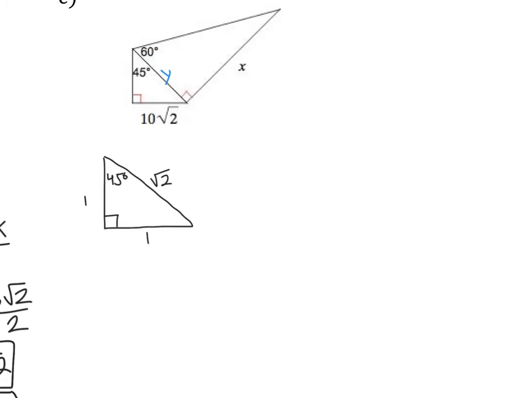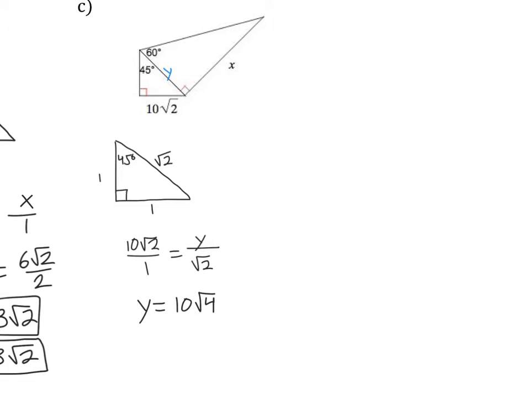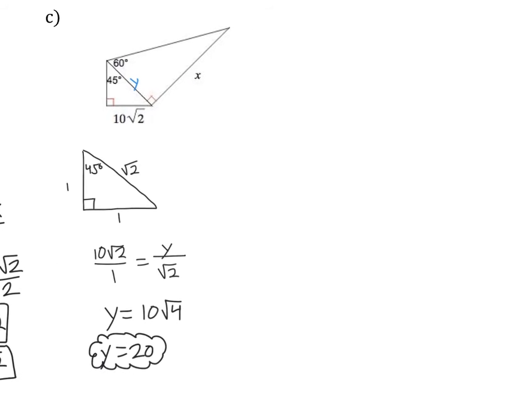So the matching parts would be 10 root 2 over 1 equals y over root 2. So if I cross multiply, I get y equals 10 times the square root of 4, which of course is 2, so y equals 20. However, we weren't trying to find y, we are trying to solve for x.